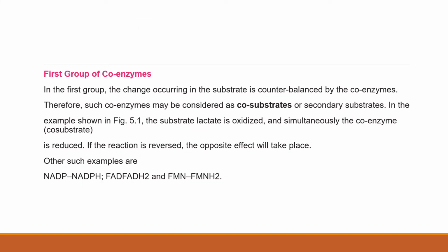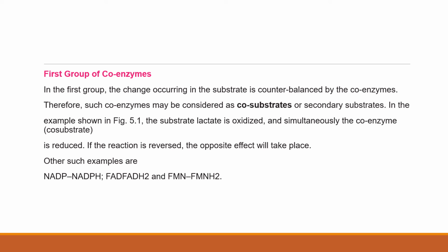We have here the first group of coenzymes. Again, they are organic substances. Coenzymes may be considered co-substrates or secondary substrates. For example, lactate, which is a product of anaerobic respiration, can be acted upon by the enzyme lactate dehydrogenase in the presence of a coenzyme, and it is going to be reduced. So that is an example.